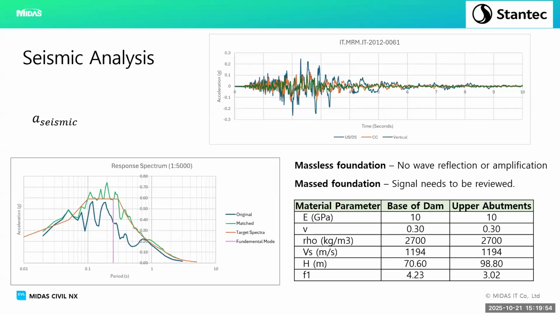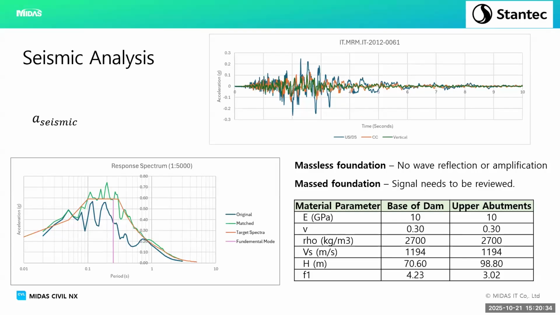Now, I've written there massless and mass foundation. So massless foundation has been the way people have done it in the past. We're all familiar with it from a dam industry point of view. The benefit of that is that you don't get wave reflection and you don't get signal amplification or change in frequency of the signal. But you also don't get a fully accurate capture of the dynamic response of the system, because you forgo some of the mass part, so you generally don't get the exact same representation of a dynamic response.